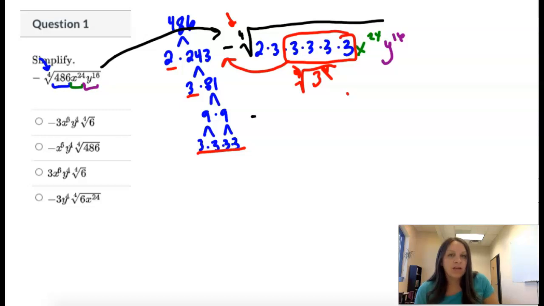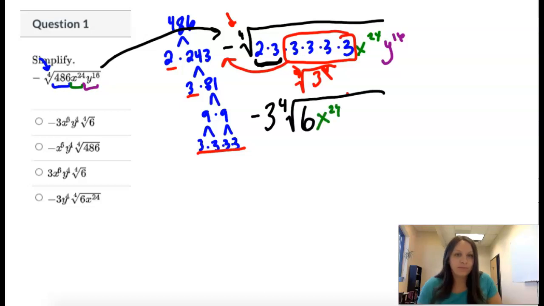So I have negative, the 3 comes out, 4th root, and I have 2 times 3 left in here. They're stuck inside. They didn't have 4 of a kind. So 6, and then x to the 24th, and y to the 16th. So as I'm looking over here at my choices, that's where this negative 3 is coming from.